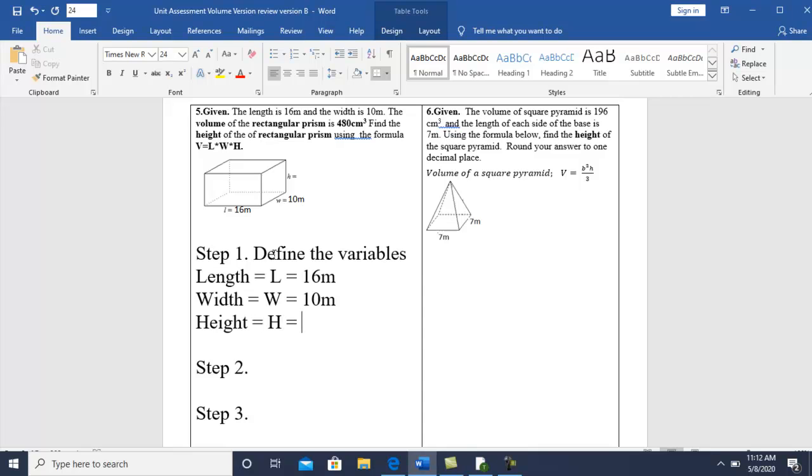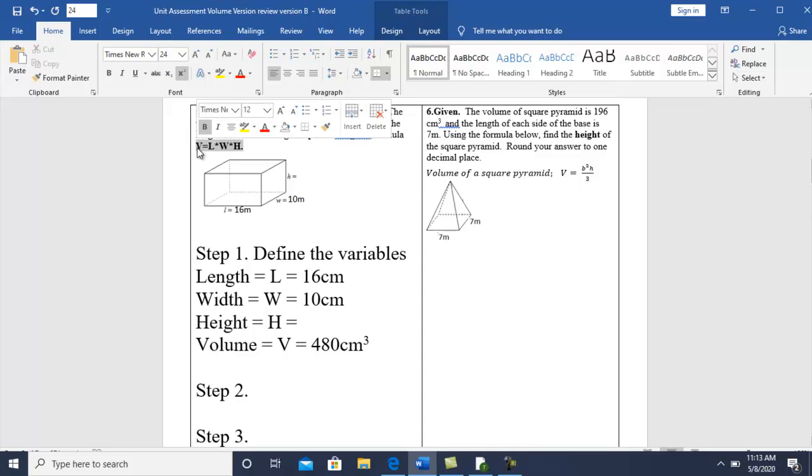Now, actually, they didn't give us the height. We're solving for that. We don't know what it is. They did give us the volume, which is going to equal 480. Oh, I'm sorry, these are in centimeters. My apologies. And that's going to be centimeters cubed. Okay, so we're going to solve for the height. Alright, so we're going to need the formula. So let's take our formula to find the volume.